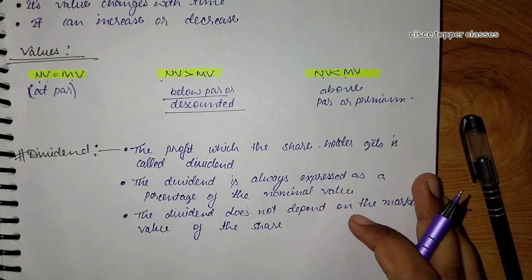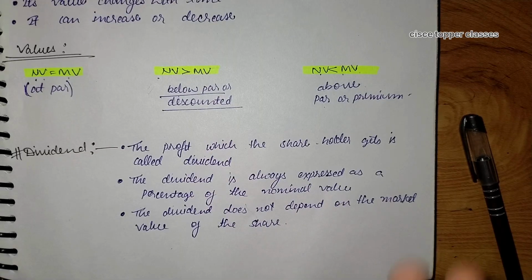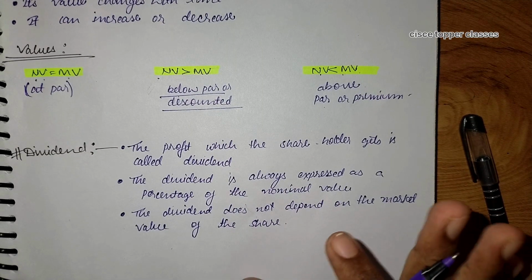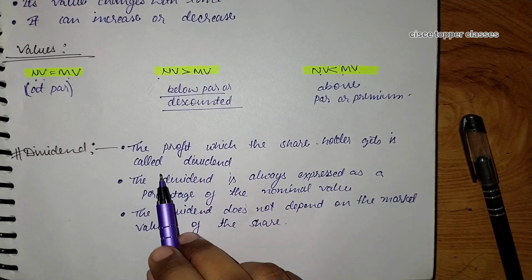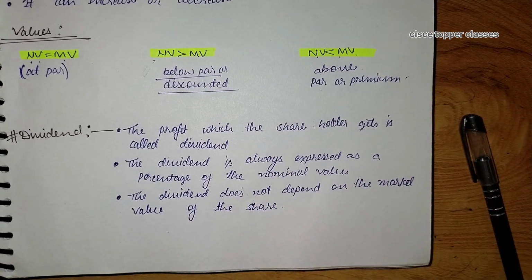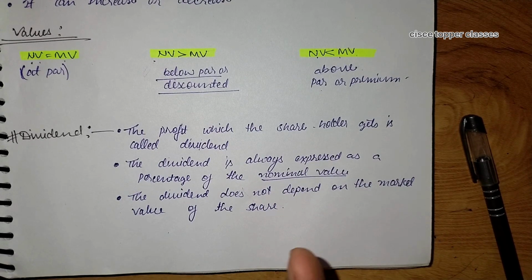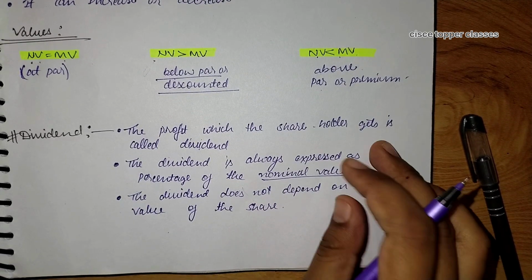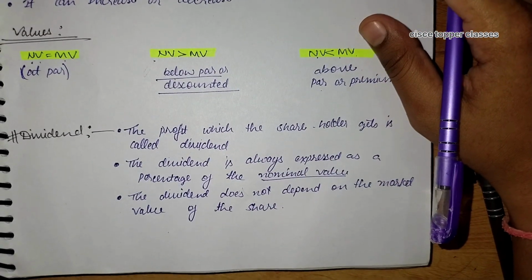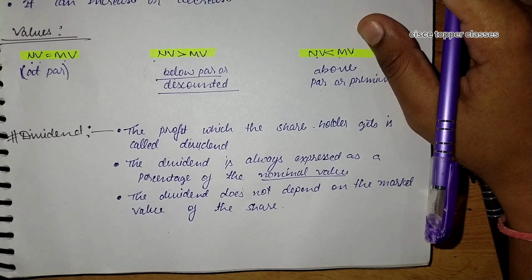Now what is dividend? Dividend is the profit that a shareholder gets in 1 year. So the profit which the shareholder gets is called dividend. Dividend is always expressed as a percentage of the nominal value. It depends upon nominal value because nominal value doesn't change, and the dividend does not depend on the market value of the share. So this is not dependent on the market value, only nominal value. So this point is very important. Only nominal value matters in dividend here.